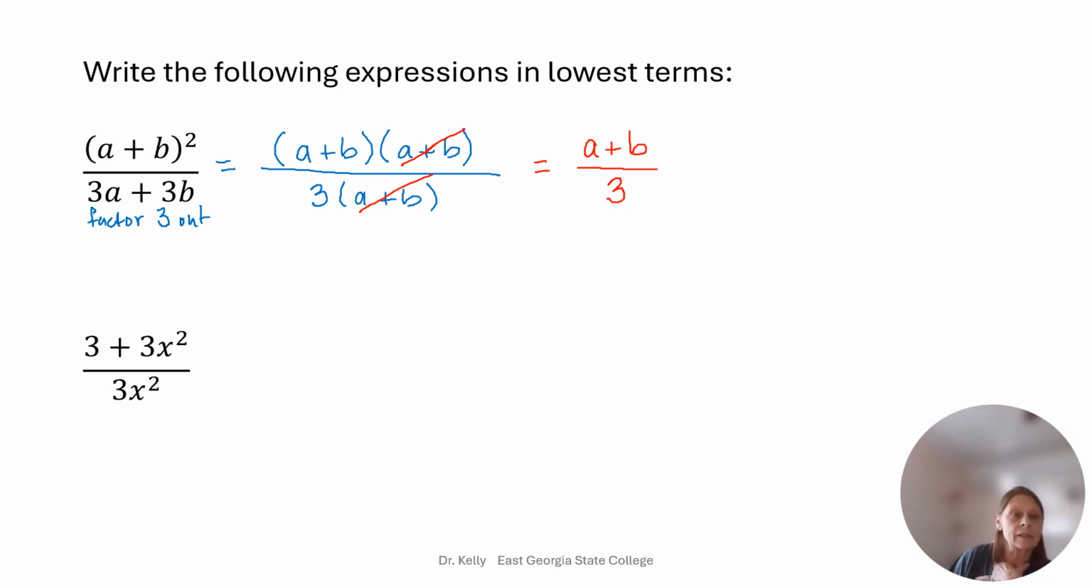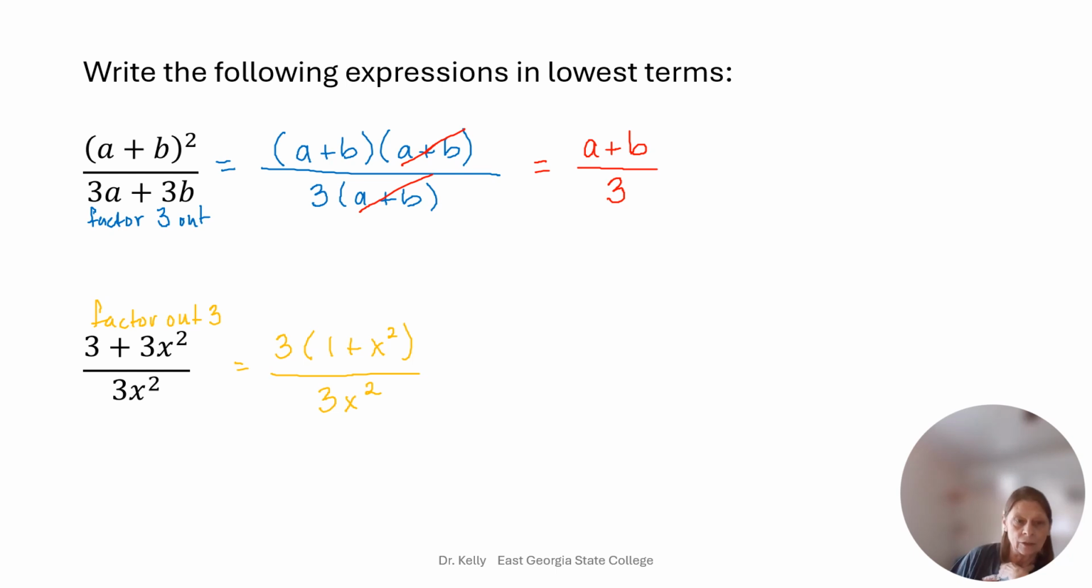Finally, let's look at this last one here, and if you notice here on top, we can actually factor out a 3 on top. So when we take a 3 out of the top here, we're left with 1 plus x squared over, we can't factor anything out of the bottom, so let's just write it down and take a look.